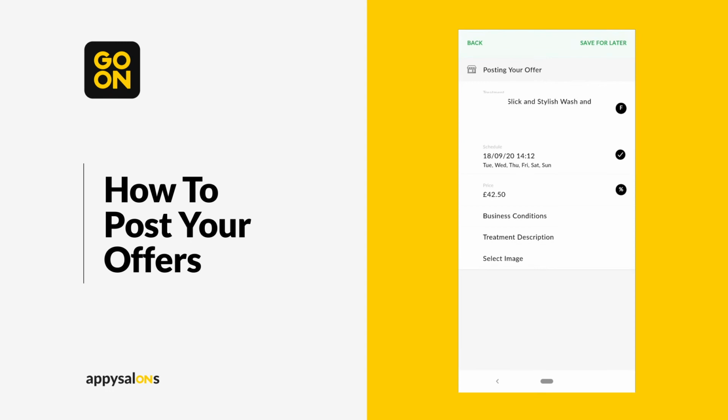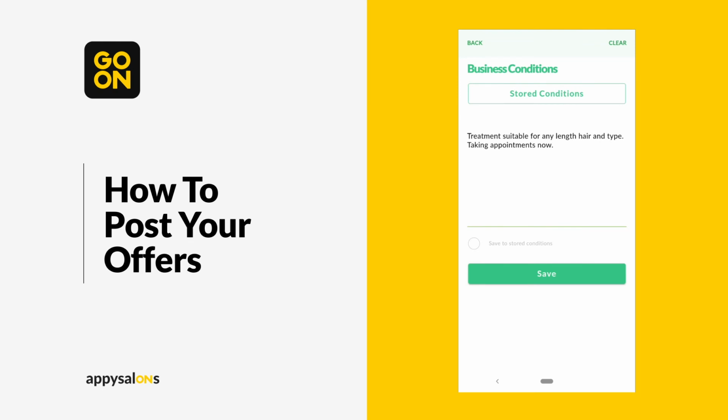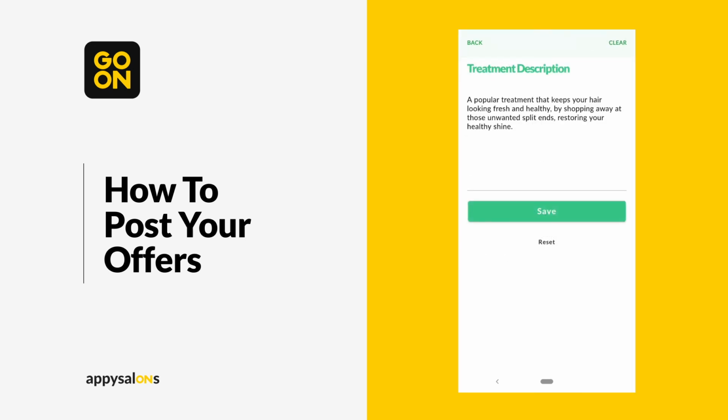Click on Business Conditions. You can either type or paste your business conditions in. If you'd like to use this condition more than once, simply click on Save to Stored Conditions, then click on Save. Click on Treatment Description. Here you can add your own description of the treatment, or you can use the one that's provided to you. Click on Save.